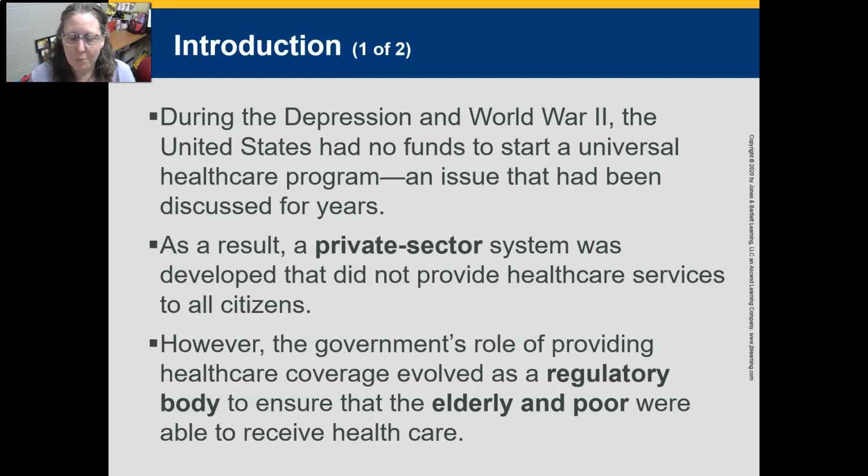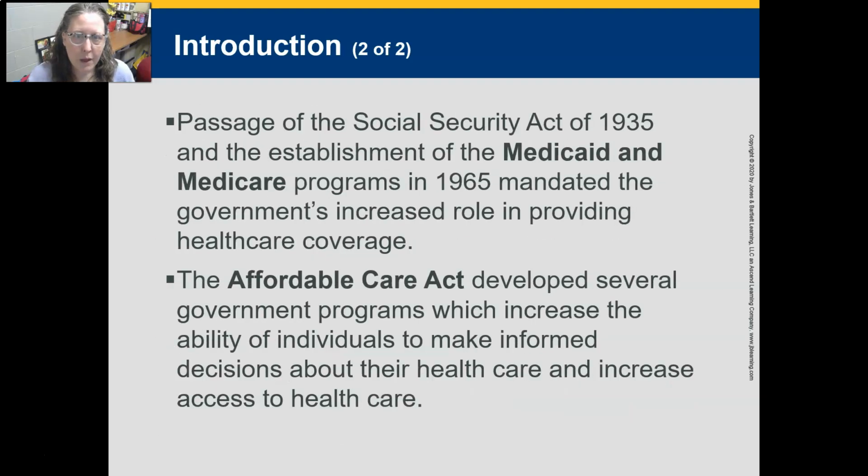And the private sector developed because healthcare was developing, and since the government wasn't willing to get on board, private industry just took it and ran with it. But the government's role of providing healthcare coverage did evolve as a regulatory body to ensure at least that the elderly and the poor were able to receive care. And so that happened with the passage of the Social Security Act of 1935 and the establishment of Medicaid and Medicare. So Medicaid is for the poor and Medicare is for the elderly.